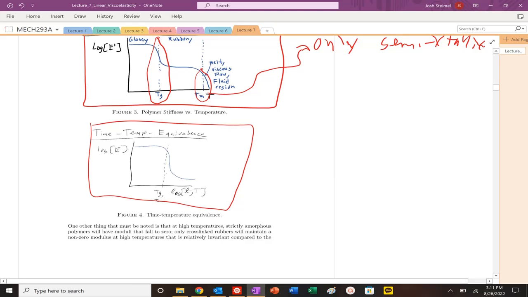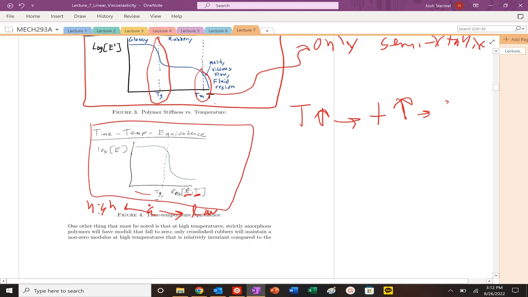You could also plot the same plot as a function of time. So longer times will lead to flow, a more rubbery type response. Shorter times lead to a more elastic type response as well. So this same plot looks the same if you're doing time and temperature. If I'm doing rate, at very, very high rates, we should see an elastic response. At very, very low rates, again, we're going to see a viscous type response.